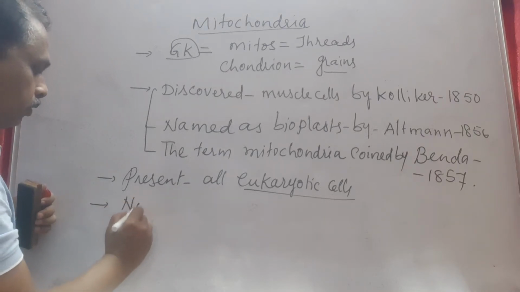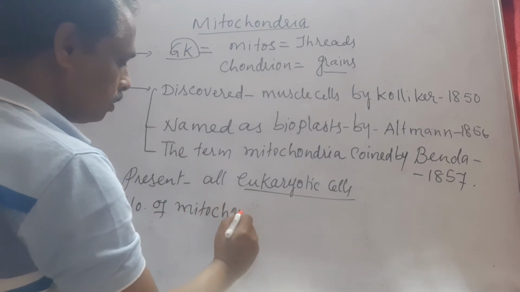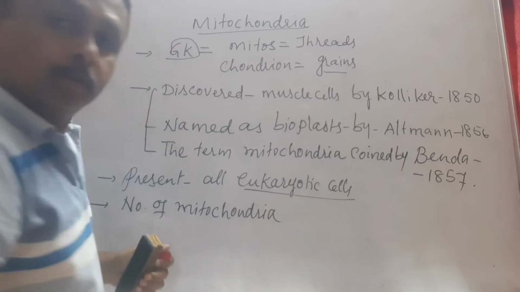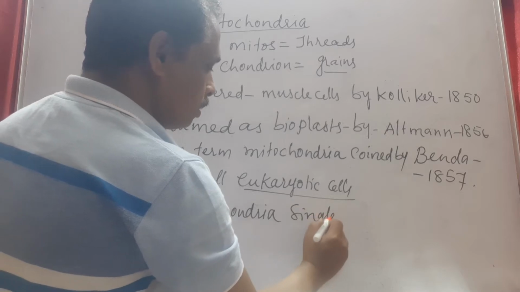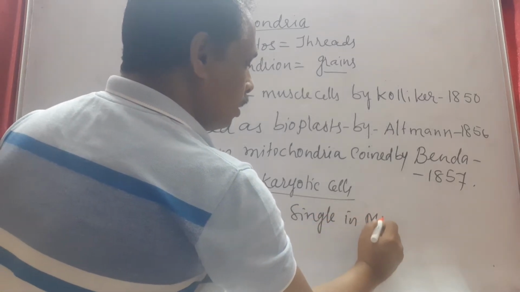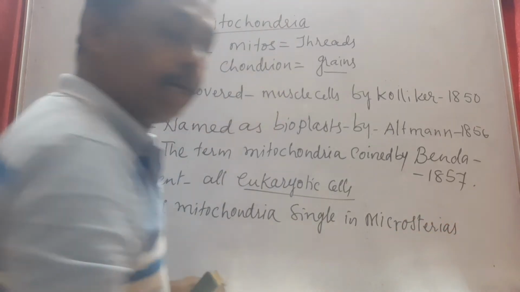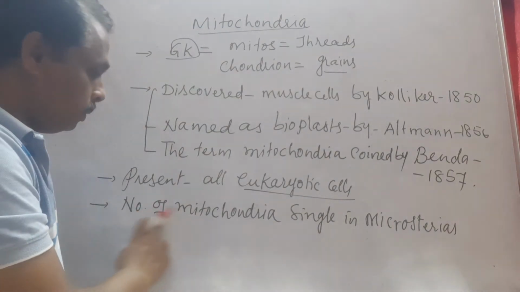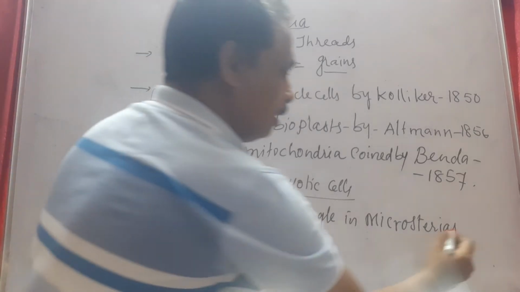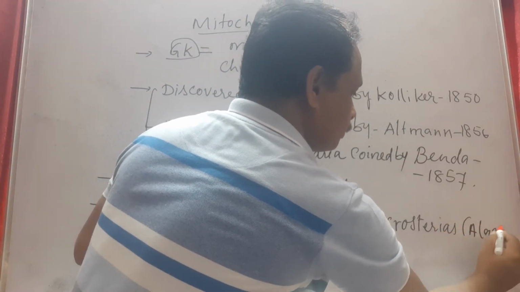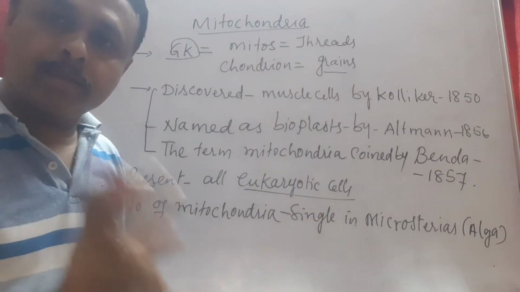Then the number of mitochondria will be single in Microsterias. The number of mitochondria will be single in Microsterias, which is an alga. That means in this particular alga, the number of mitochondria will be single per cell.